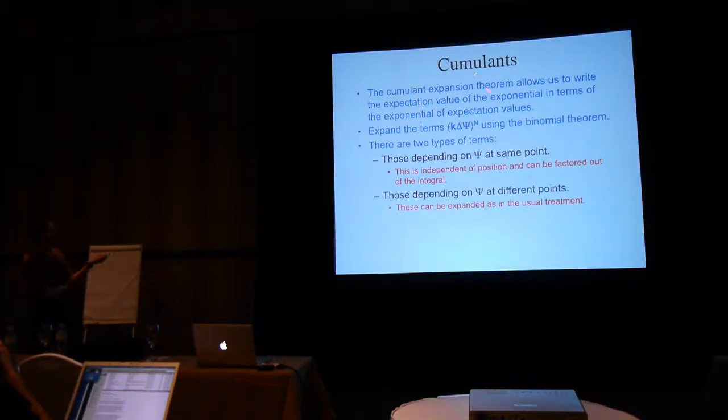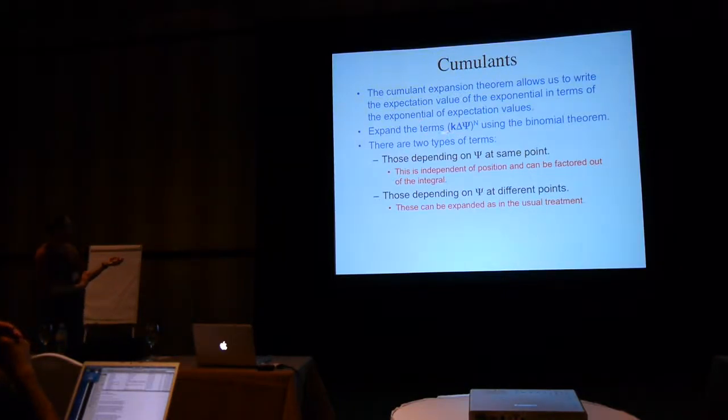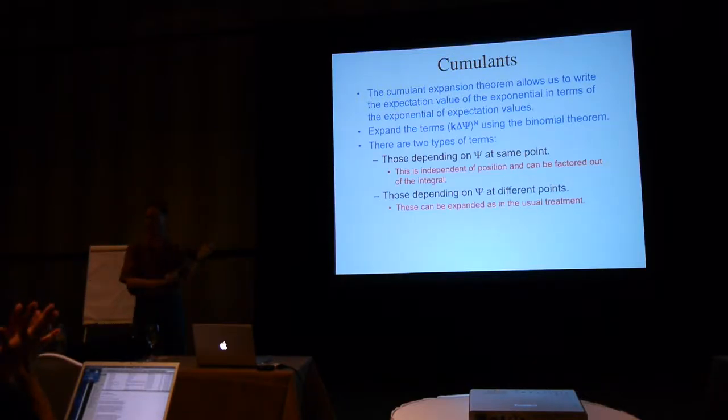So I can write the expectation value of an exponential in terms of the exponential of the expectation values using the cumulant expansion theorem. And what I'm going to get is an expectation value of various powers of delta psi. So I take each of these k dot delta psi to the n terms, and I use the binomial theorem to write these out. If you think about it, there are two kinds of terms. I'll show you an example in a minute, so it'll be a little less vague. But there are two types of terms.